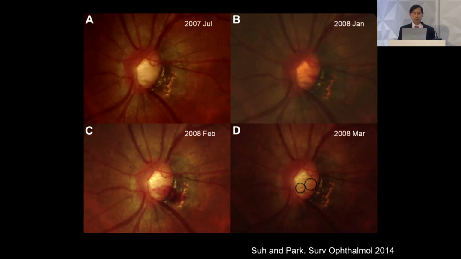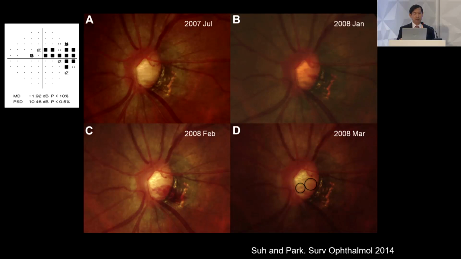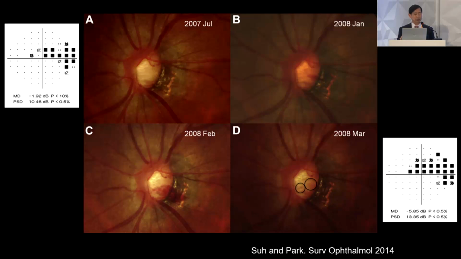In this case, recurrent disc hemorrhage in the lamina cribrosa area, B and C, you can find it. And after absorption of the disc hemorrhage, you can find lamina cribrosa change in that region. And also, the visual field progressed in that region.